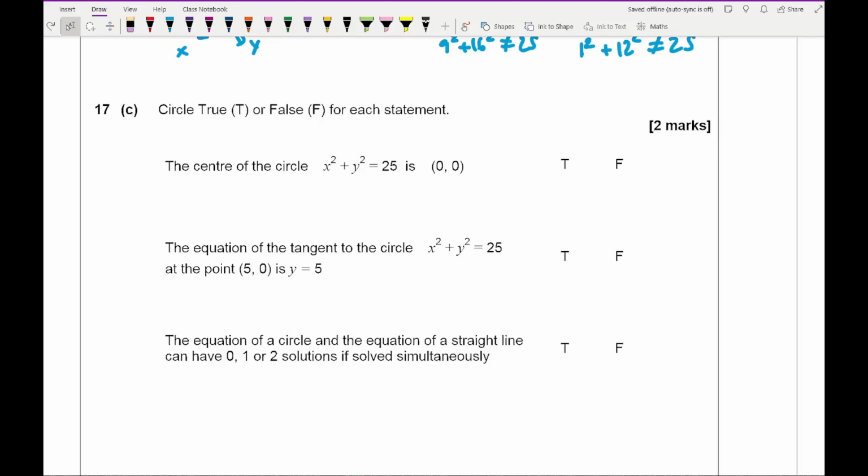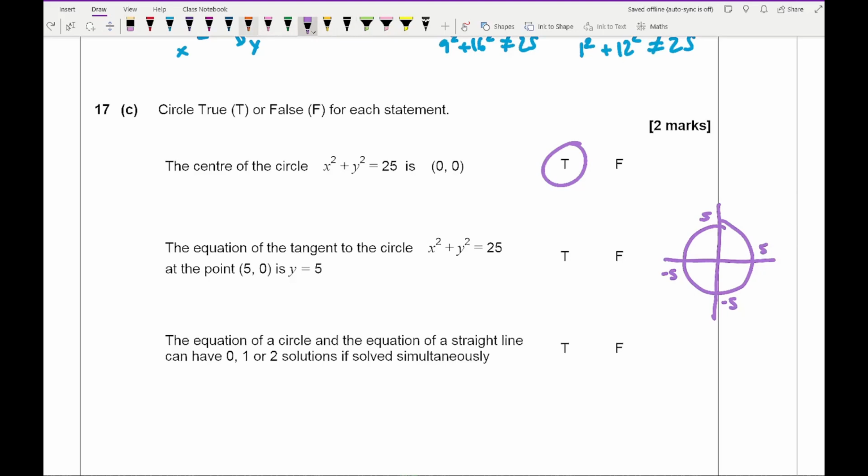Then moving on to question 17c, it says circle true or false for each of the statements. So for the first one, it says the centre of the circle x squared plus y squared equals 25 is 0, 0, and that is true because there's nothing being added or subtracted to the x and y before it's being squared. For the next one, it says the equation of the tangent to the circle x squared plus y squared equals 25 at the point 5, 0 is y equals 5. Well, for this question, if we just do a little sketch of what the circle looks like, that's going to be 5, that's minus 5, that's minus 5, and that is positive 5.